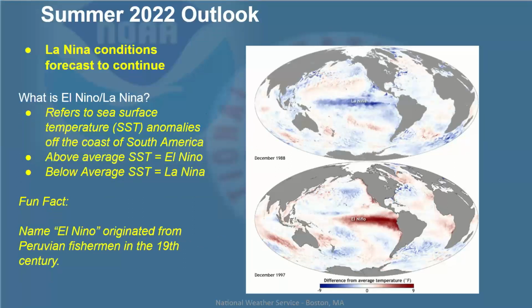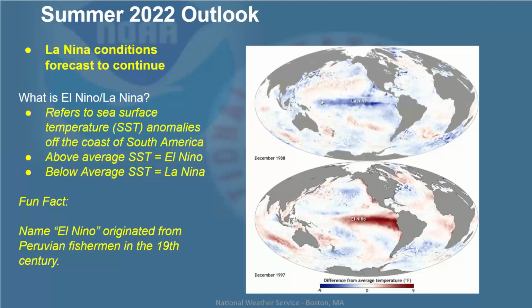For the summer of 2022, the latest indications are these La Nina conditions will continue. As a brief review, La Nina up here at the top refers to the cooler sea surface temperature anomalies, or differences, off the coast of South America. When they're below average, it's a La Nina. And on the flip side, when it's above average, it's called an El Nino. The name actually originated from the Peruvian fishermen in the 19th century when they noticed the difference in fishing from the La Nina to the El Nino.